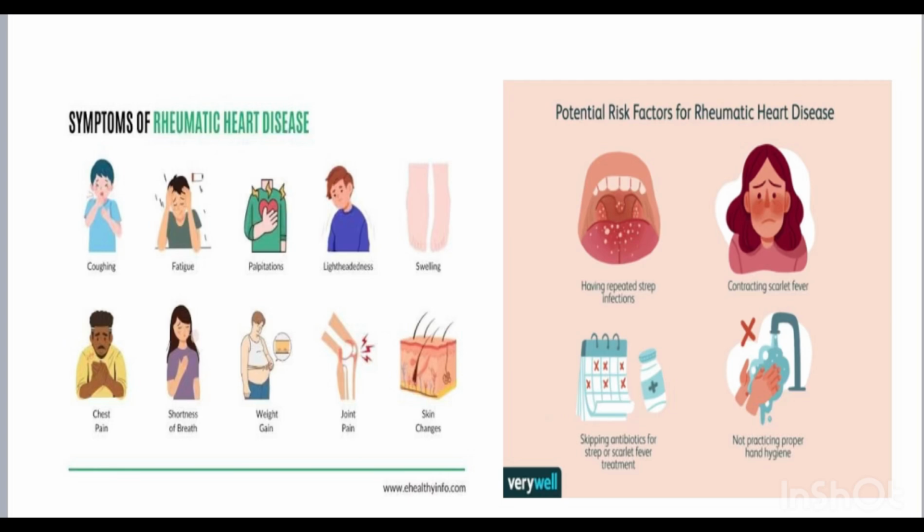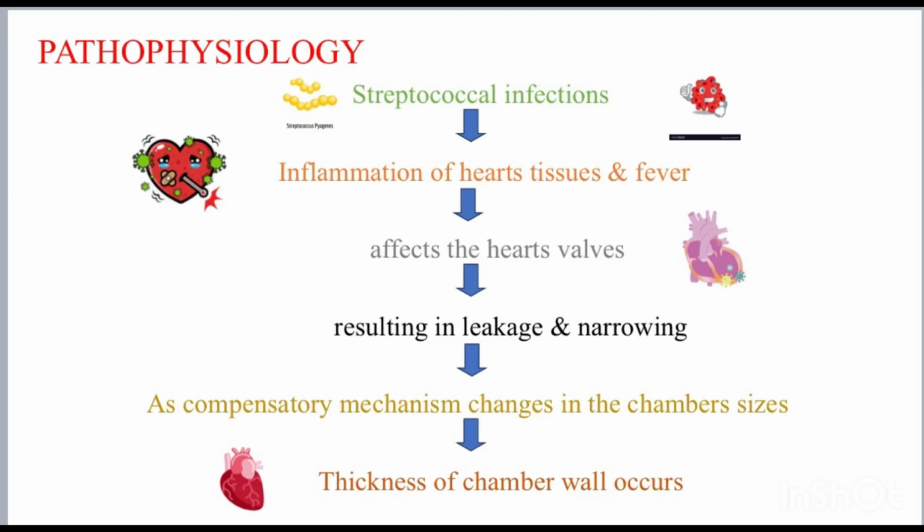Now let us see the pathophysiology. Streptococcal infections, once entered, inflame the heart tissues and cause fever that affects the heart valves, resulting in leakage and narrowing. As a compensatory mechanism, changes in the chamber size lead to thickening of the chamber wall. And this is the entire pathophysiology of rheumatic heart disease, how it is ongoing and how it occurs when it enters a patient's body.